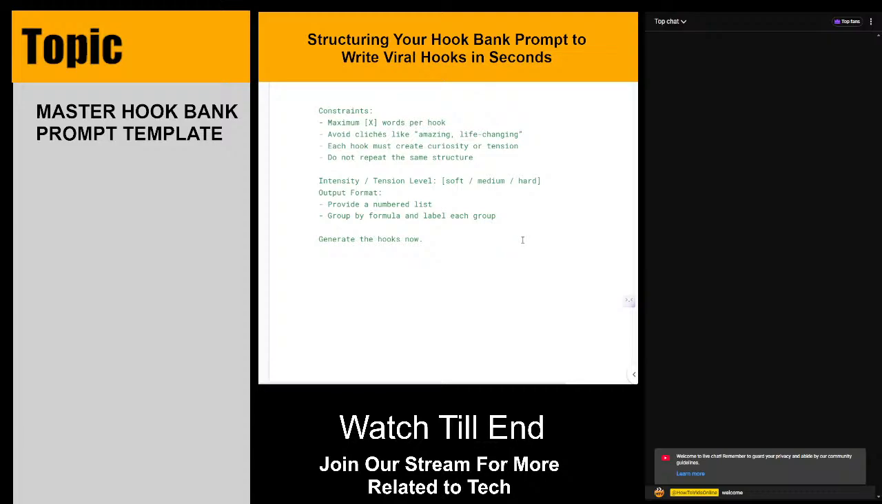Then we are giving the audience clarity, because audience clarity helps AI speak exactly to the mindset and the pain points of the viewer. Thirdly, we have the platform alignment. This alignment ensures hooks match the medium. It could be TikTok, blog, or YouTube.